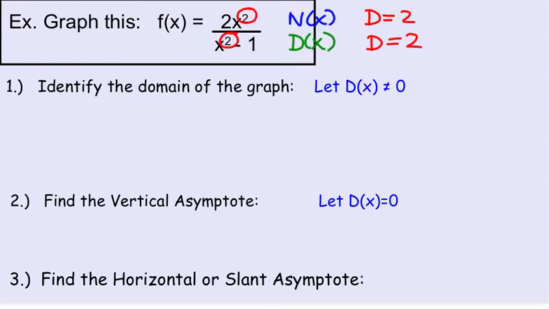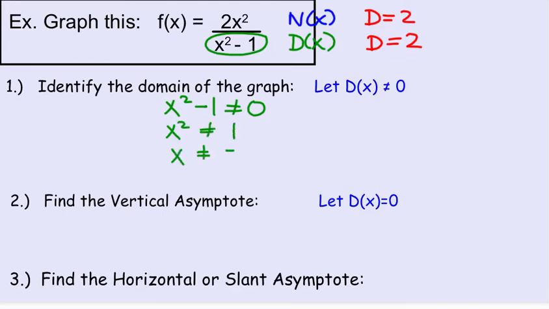So I'm just going to erase this piece again. We're going to let the denominator not equal 0. So we say here's our denominator, x squared minus 1, and it cannot equal 0. So we're going to solve this equation for x. So we're going to undo. We're going to add 1 to both sides. And then we're going to square root both sides.